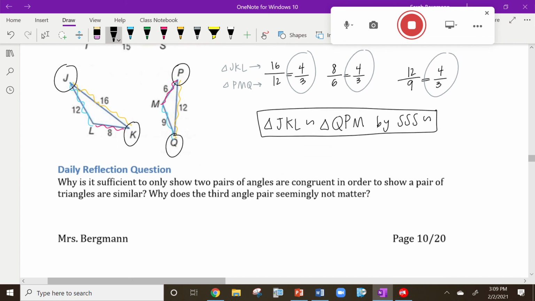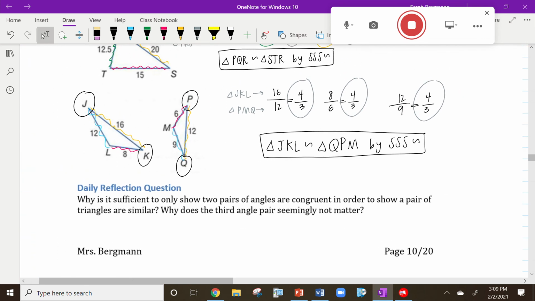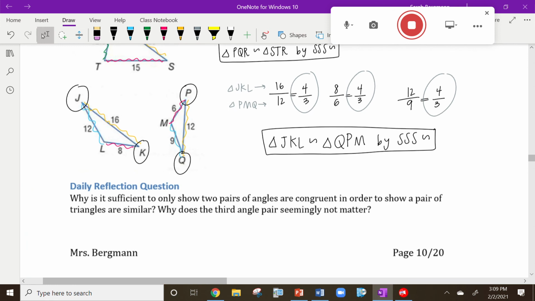All right, I want to know if you can explain this. Why is it sufficient to only show that 2 pairs of angles are congruent in order to show a pair of triangles are similar? Why does it seem like the third pair doesn't matter? See if you can remember back to what I said at the beginning of this video.